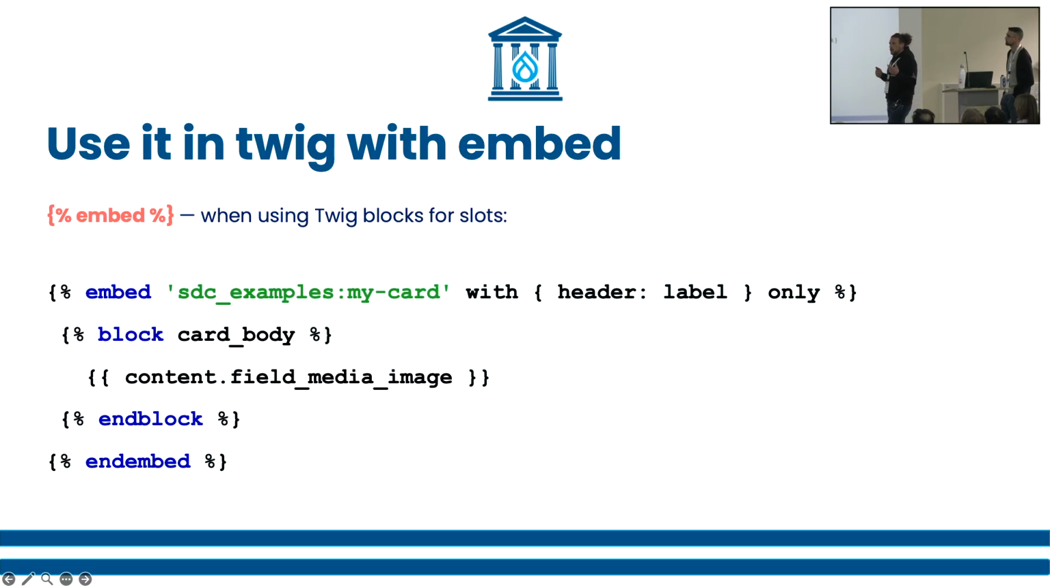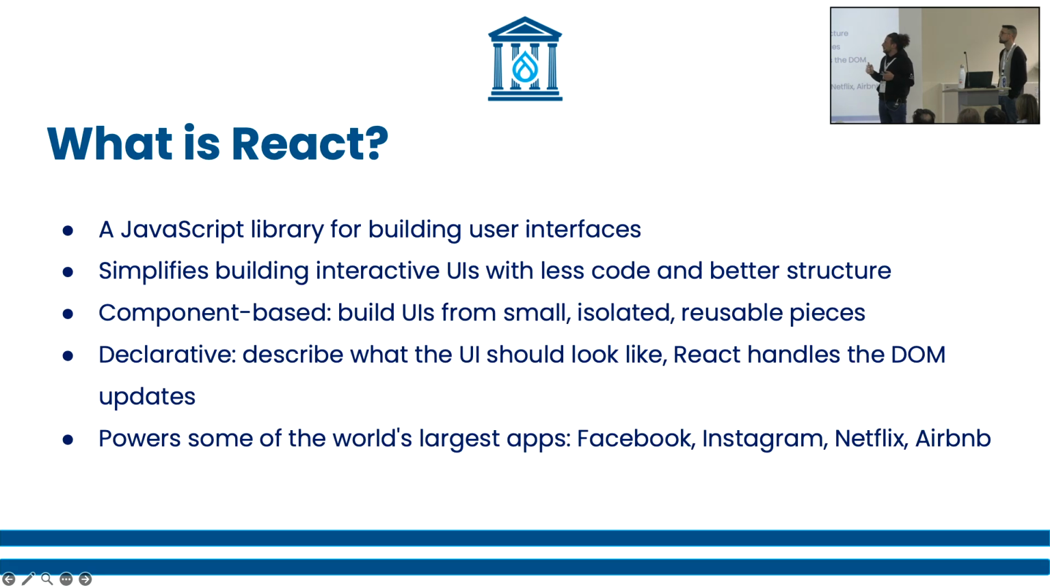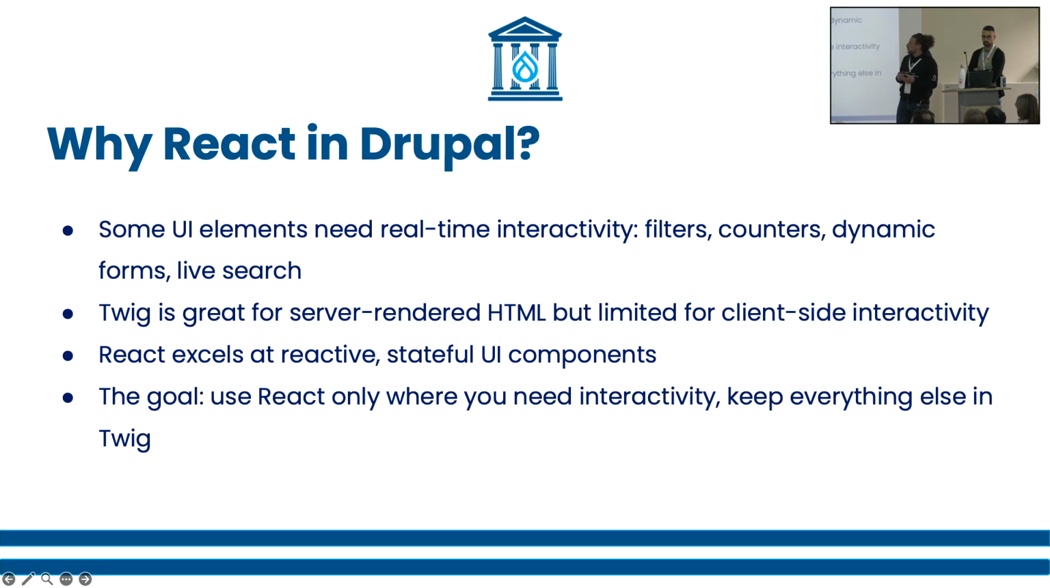So now that we know how we can build a component and how it's going to render it, we can talk about React. React is a JavaScript library that is used for building interactive components. It's been developed by Facebook in 2013, is open source, and is widely used across the web. And why do we want to add it in Drupal? Because some of our UI elements need some more interaction, and the twig files are good when we render it server side, but are a bit limited on the client side.